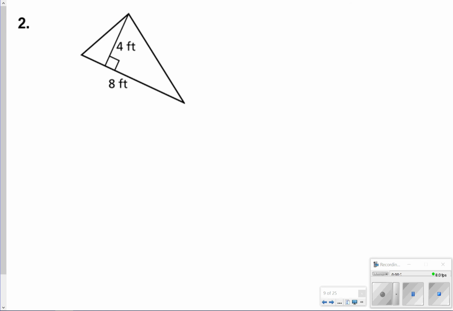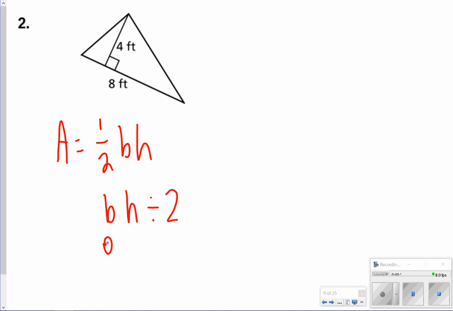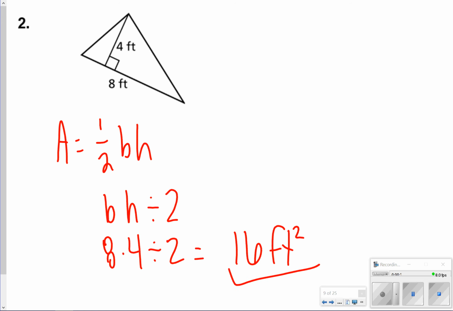Number 2 is a triangle. Remember, for that one, your formula looks like this on your formula sheet: half of base times height, or you could simply do base times height divided by 2. So I'm going to do 8 times 4 divided by 2, and that's going to give me 16 feet squared.